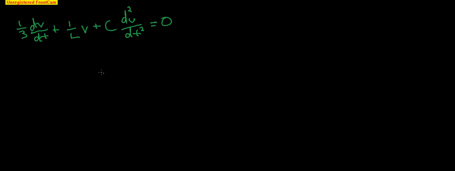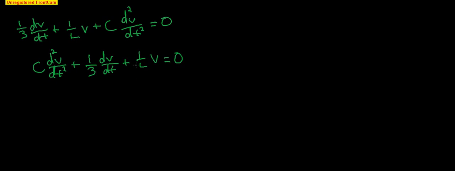Now if we rearrange the equation, we shall get C times the second derivative of V, plus 1/3 dV on dt, plus 1 over L times V equals 0. And remember that our inductance was 1 Henry, so this is just 1 over 1. So we can just get rid of that and assume that that is a 1. And then same thing for the capacitance. The capacitance is 1, so that's just an invisible 1.